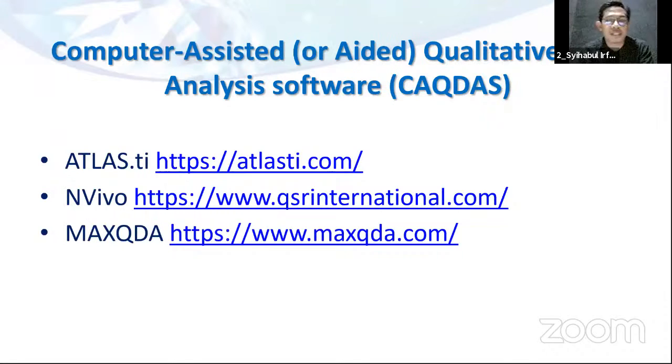These are examples of computer-assisted qualitative data analysis software. There are many software actually, but commonly the popular ones are Atlas TI, and also Nvivo and Maxda. Okay.